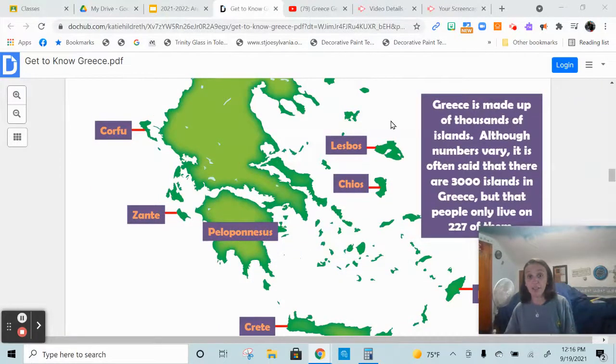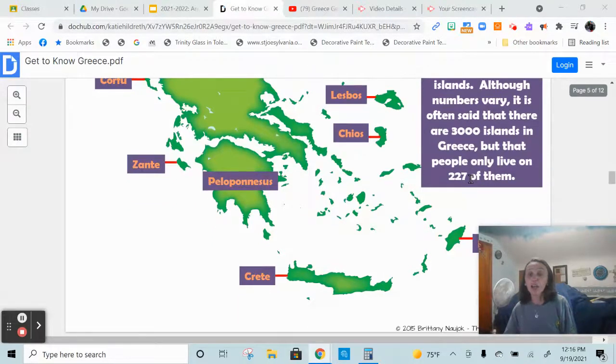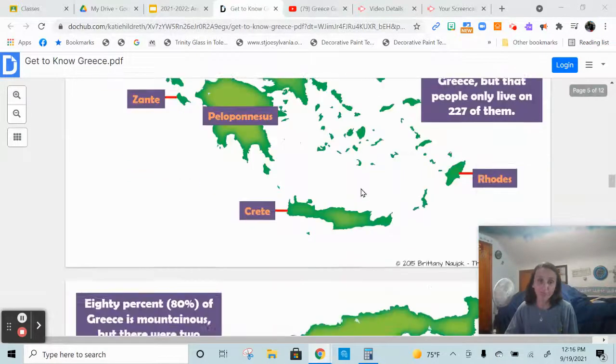Islands. Greece is made up of thousands of islands. Although numbers vary, it is often said there are 3,000 islands in Greece, but that people only live on 227 of them.